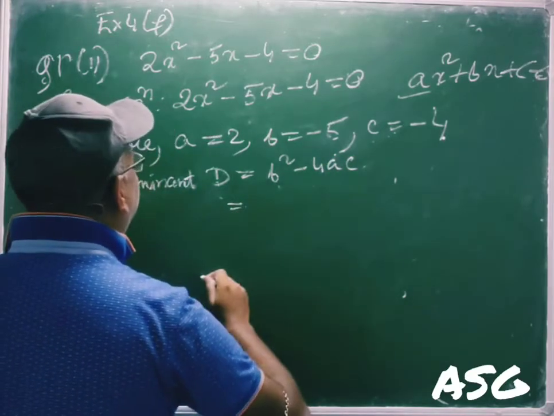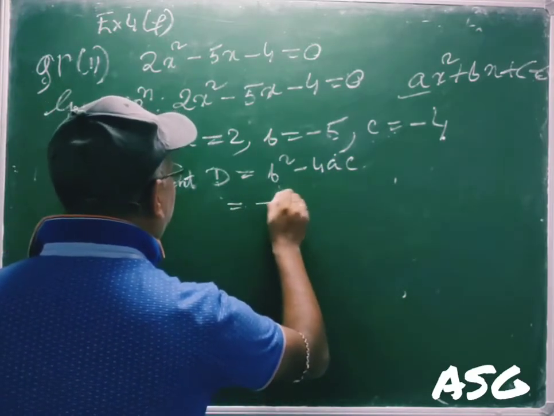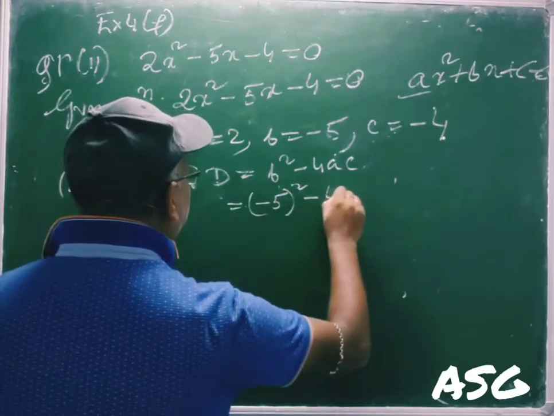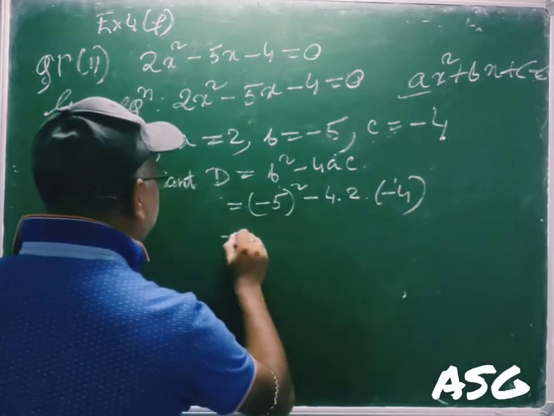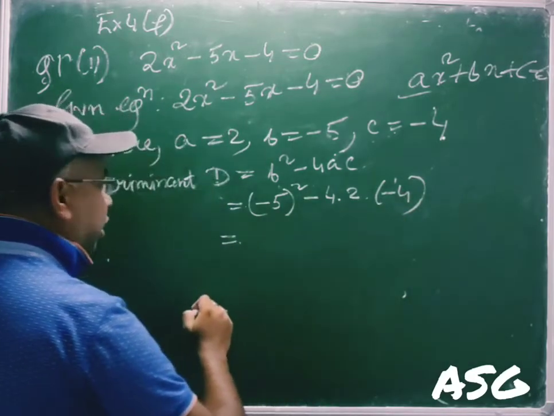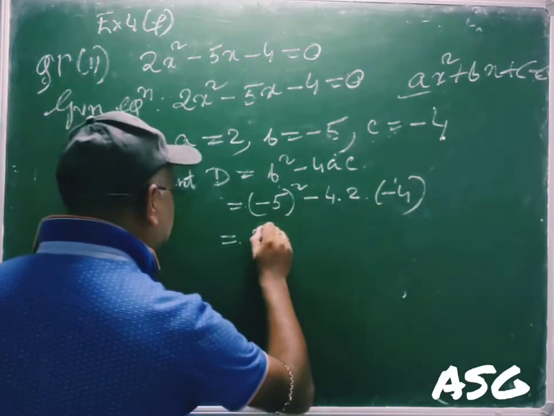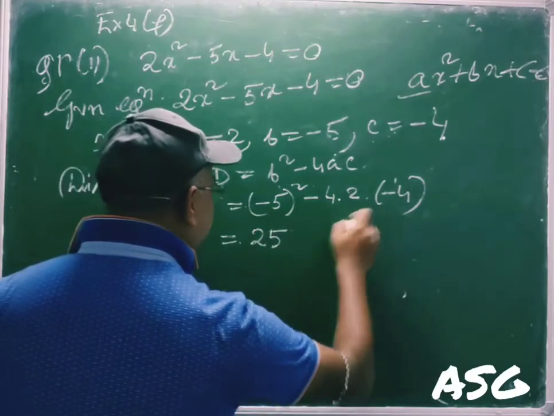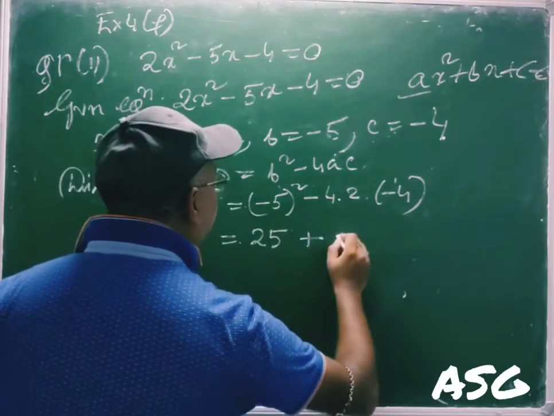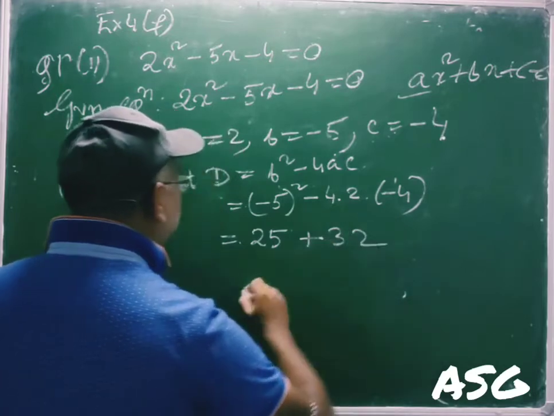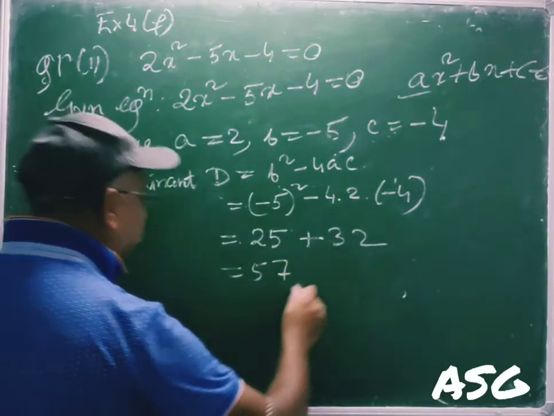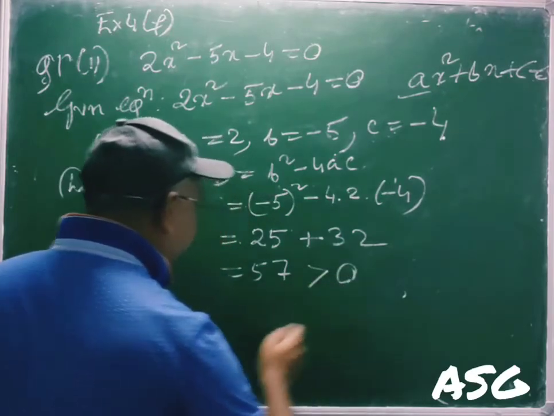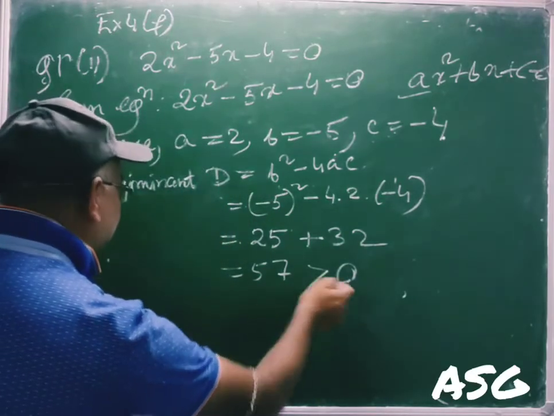d equals b square minus 4ac. b square means minus 5 whole thing square, minus 4, a means 2, c means minus 4. So minus 5 whole square, minus square always remember is plus, because minus into minus is always plus, which is 25. Minus minus again is plus, 4 twos are 8, 4 eights are 32. 32 plus 25 is 57. Naturally, it is greater than 0.